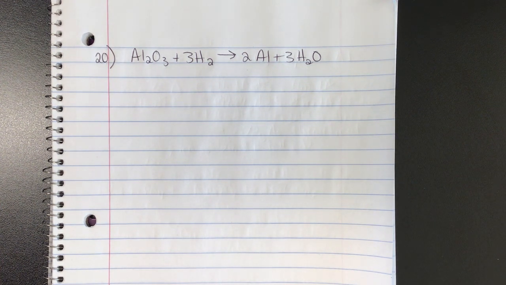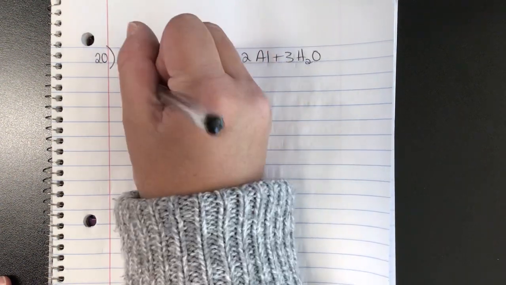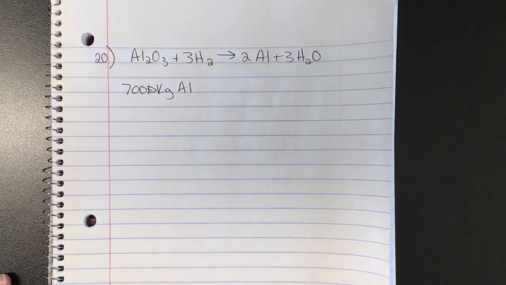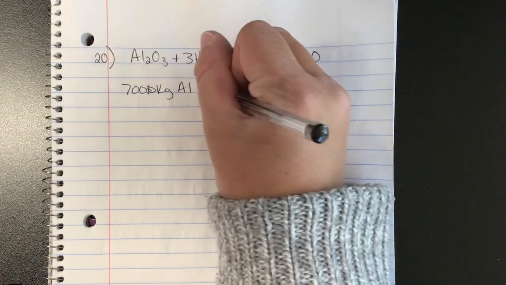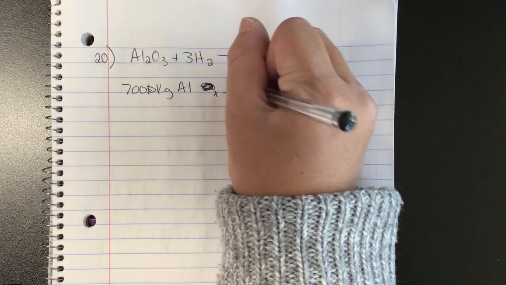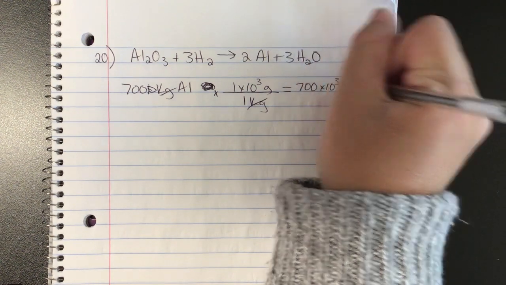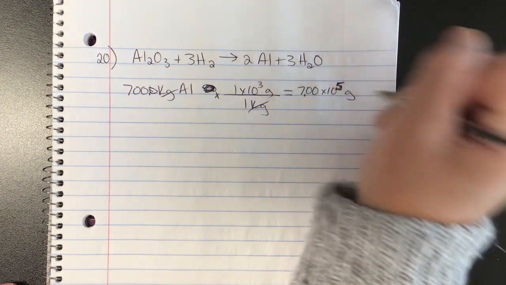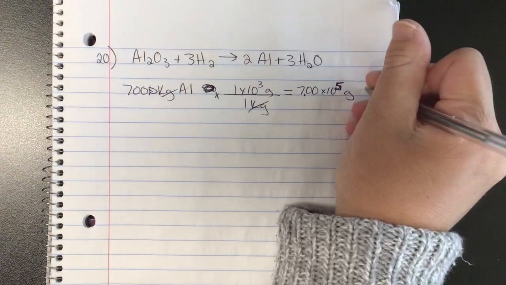Okay, so first of all, we have 700.0 kilograms. We want to work with grams, so we can use our molar mass. So we've got to change that. So I guess I can do it like this. 1 kilogram is 1,000 grams, which gives me 7.00 times 10 to the fifth grams. Okay, so that's grams of aluminum oxide.